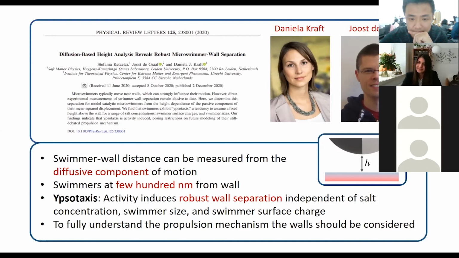Hi, Stefania. Thanks for your nice talk. I have one more question about this. Your particles' mechanism is based on the self-diffusiophoresis process, right? Well, we do not know. That's probably the best answer to this.